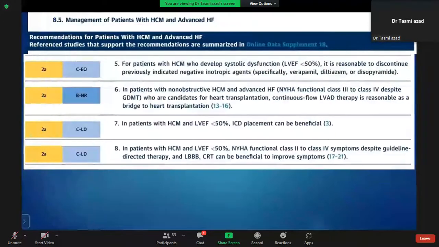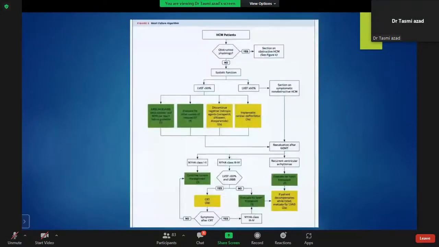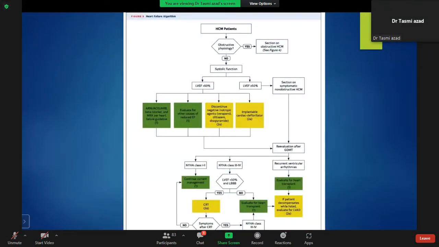And here is a flow chart actually. You will all see that heart failure algorithm. They give a very dynamic slide, that is obstructive physiology. In a hypertrophic cardiomyopathy patient presenting with heart failure, we will ask, is there any obstructive physiology? If yes, then we will go for the treatment options that we already discussed, that is beta blocker, calcium channel blocker, or septal reduction therapy if the criteria are fulfilled.